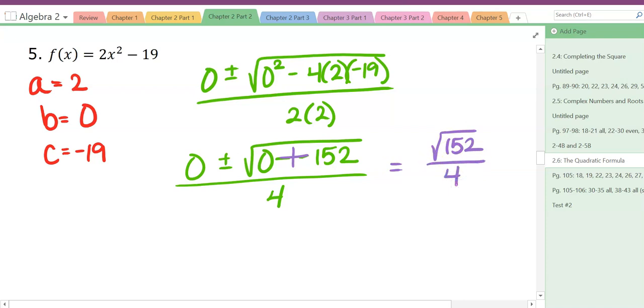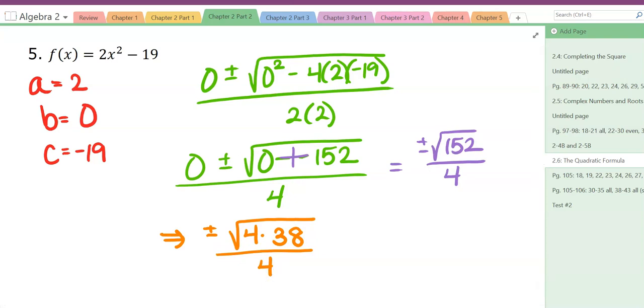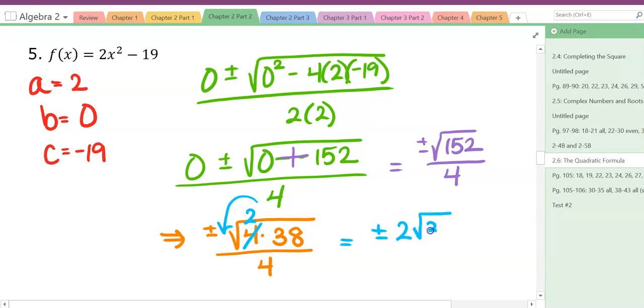Now with the 152, we want to see if we can reduce it at all. So we want to see if we can find a perfect square. The only one that goes into 152 is a 4. Well, and let's not forget our plus minus sign sitting in front. So we're going to have plus or minus the square root of 4 times 38, all over 4. What's the square root of 4? 2. So this 4 becomes a 2 that pops out front. So now I have plus or minus 2 square root of 38 all over 4.